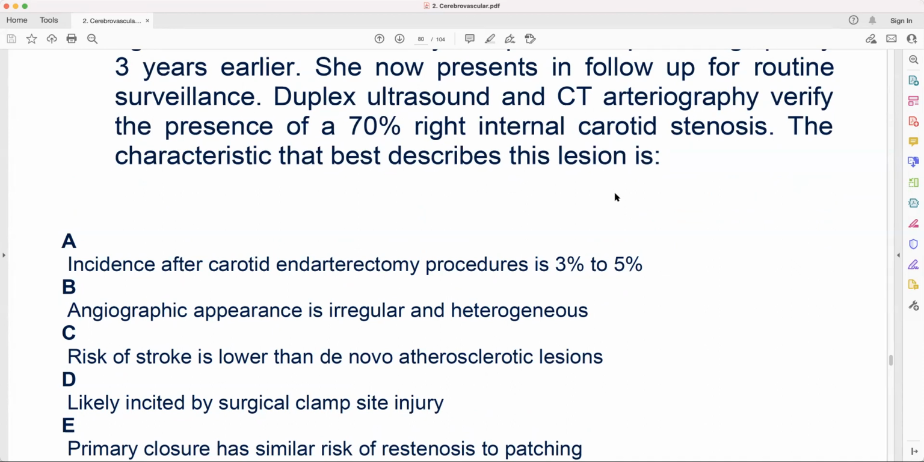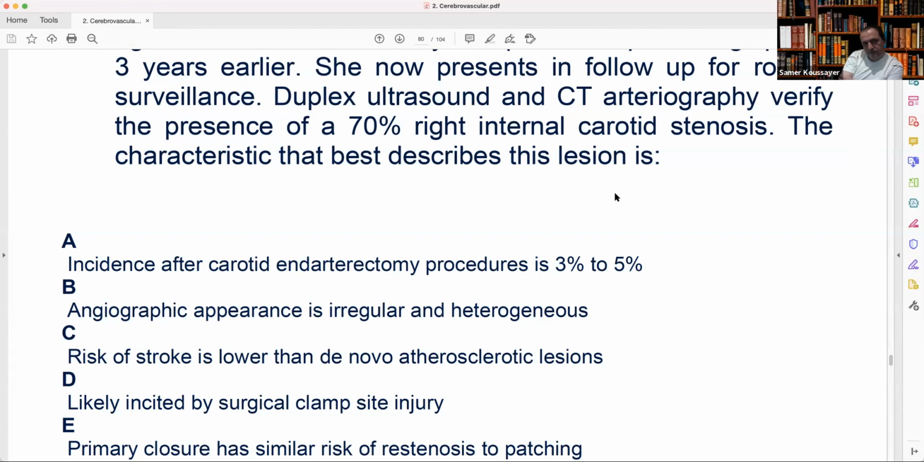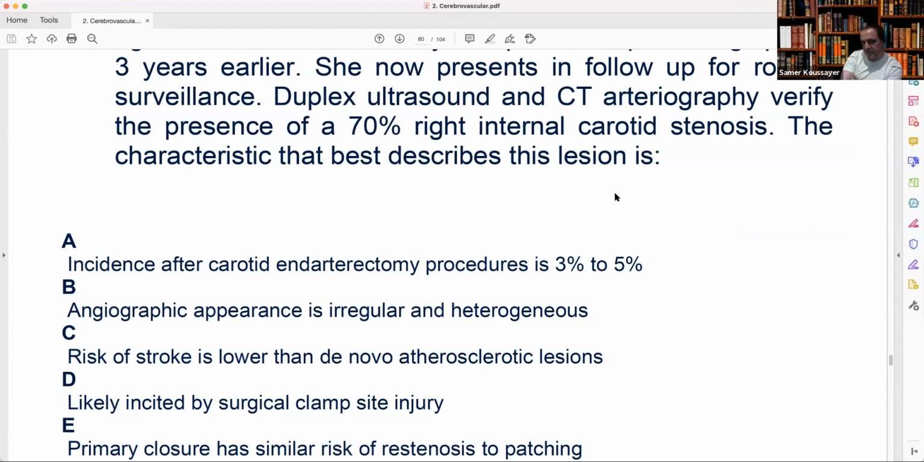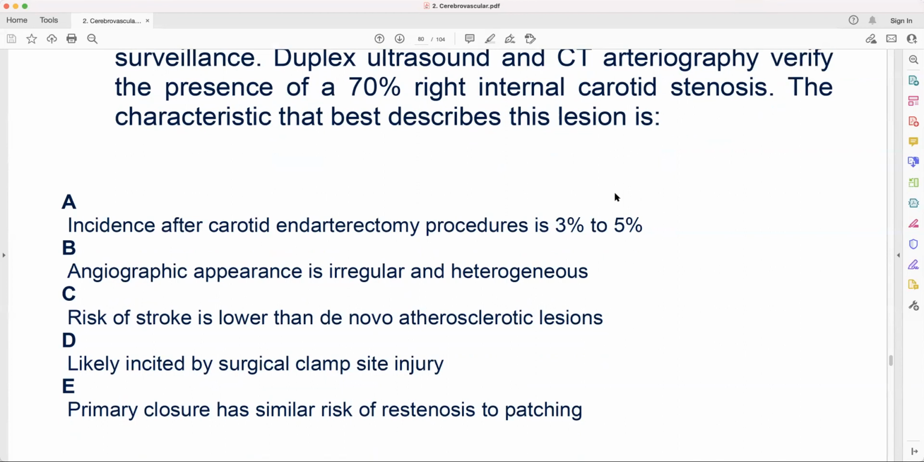Next. Angiographic appearance is irregular and heterogeneous. No, we said it's a different pathology than atheroma. It's visually nice and smooth, really. So this is wrong. Okay. Risk of stroke is lower than de novo atherosclerotic lesion. Yes, different, because as I said, the lesion is nice and smooth, it's not like atheroma and plaque and ulcerations. So the stroke risk is the reason why we think it's more benign, and why we are more reluctant to do surgery unless symptomatic or severe stenosis. But if you call it atheroma, it is different. I think the risk of stroke is lower.